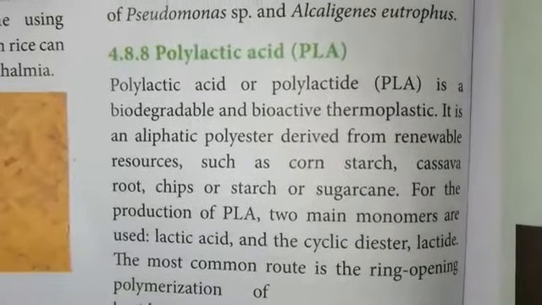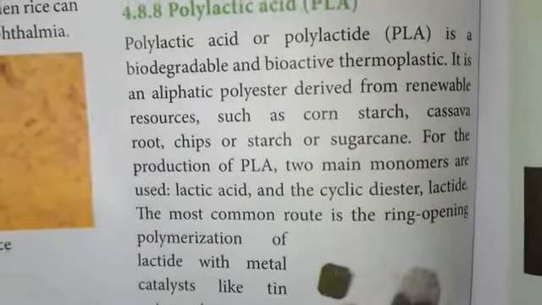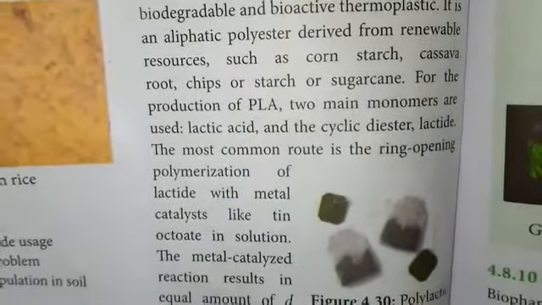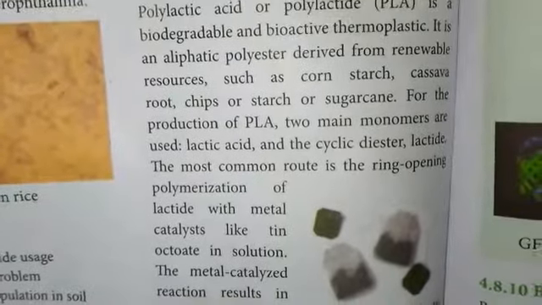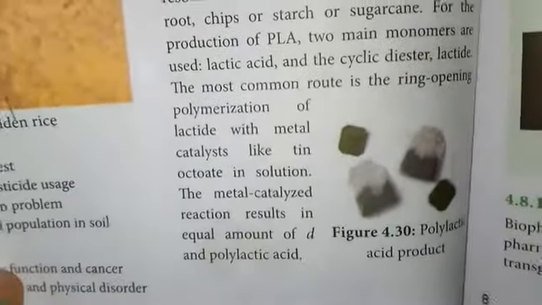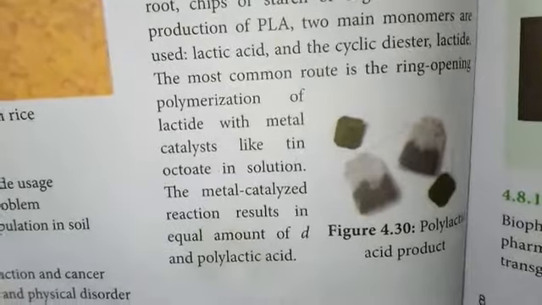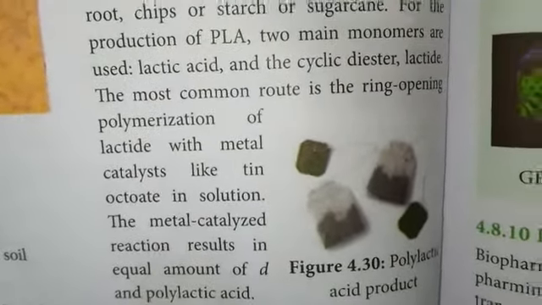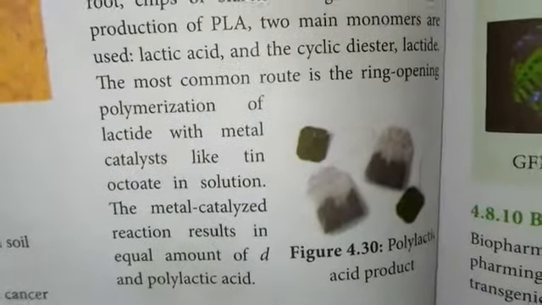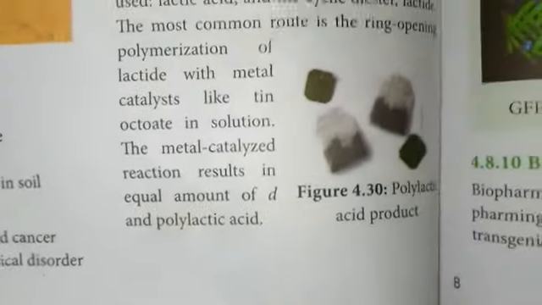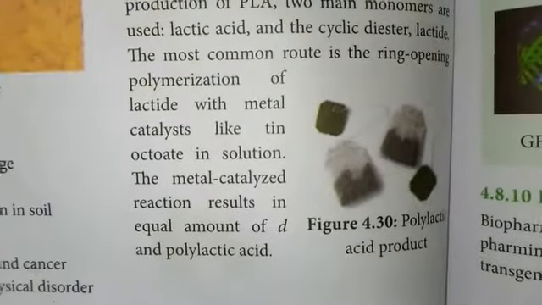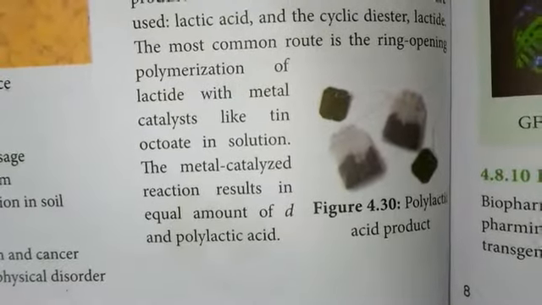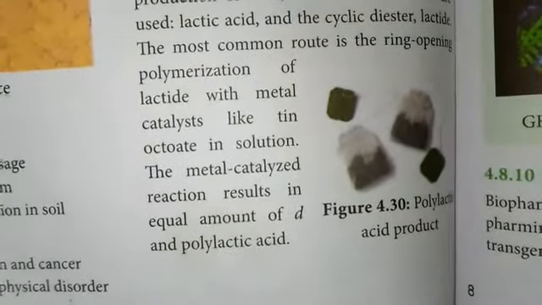For the production of polylactic acid, two main monomers are used. One is lactic acid and the other is the cyclic diester, lactide. The most common route is the ring opening polymerization of lactide with a metal catalyst like tin octoate in solution. The metal catalyzed reaction results in equal amounts of D and L polylactic acid.